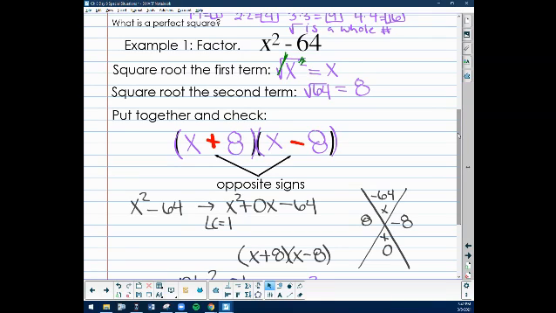Okay, so we find the square root of the first term. We find the square root of the second term. Then we put it together. One has a positive, one has a negative.